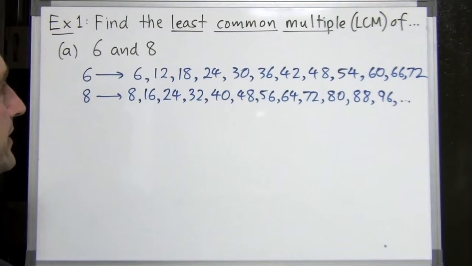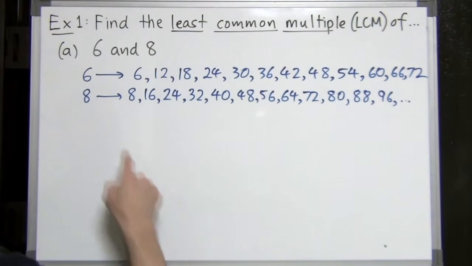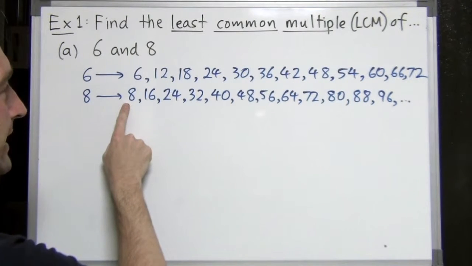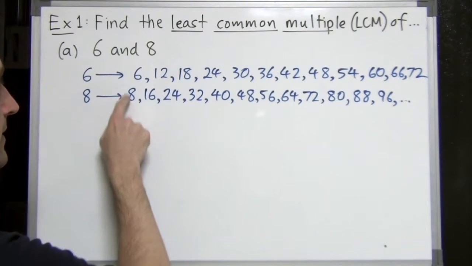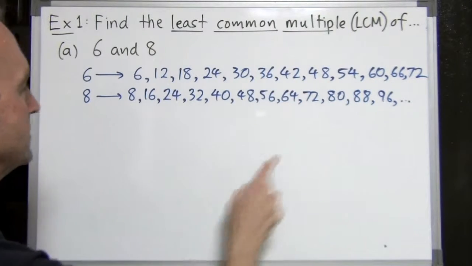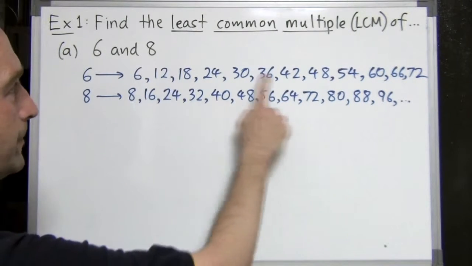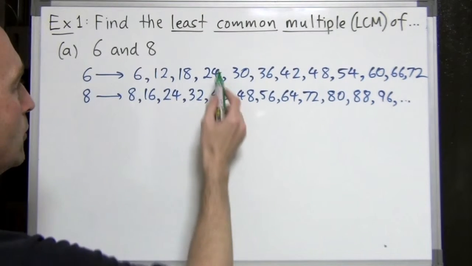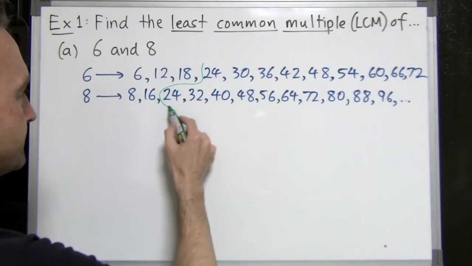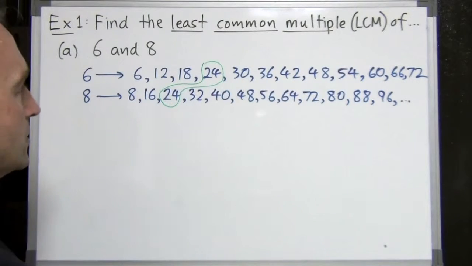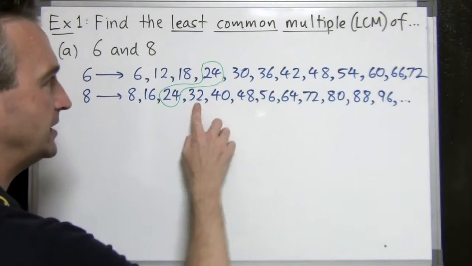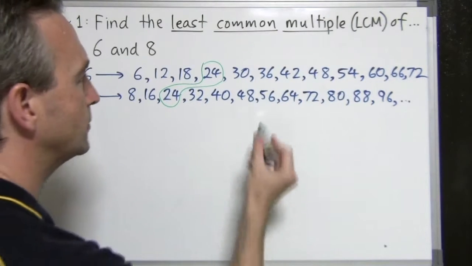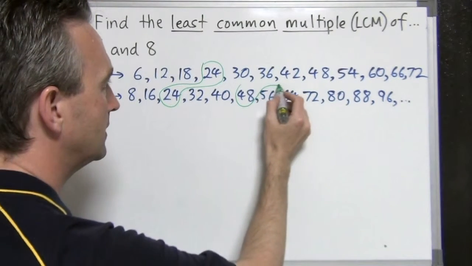So first we're going to find the common multiples. What we do, pick the larger of the two and go through that list element by element to see if that number appears in the other list as well. So let's try it. 8, no. 16, no. 24, yes, 24 appears in the other list. So we have our first common multiple. Let's keep going. 32, no. 40, no. 48, yes, 48 is a common multiple of 6 and 8.